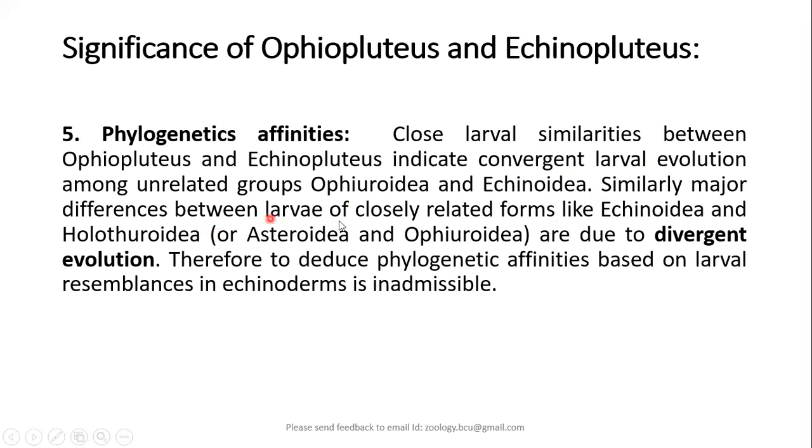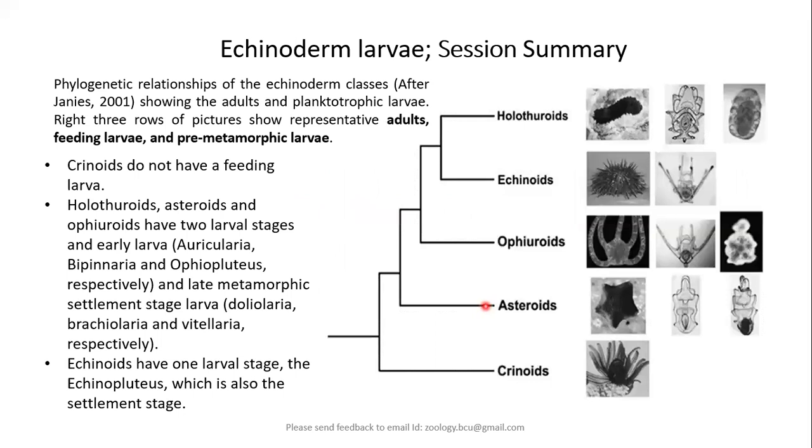Similarly, major differences between the larvae of closely related forms like Echinoidea and Holothuroidea, that is, adults we are comparing here, or adults of Asteroidea and Ophiuroidea, are due to divergent evolution. Therefore, to deduce phylogenetic affinities based on larval resemblances in echinoderms is not possible or inadmissible.